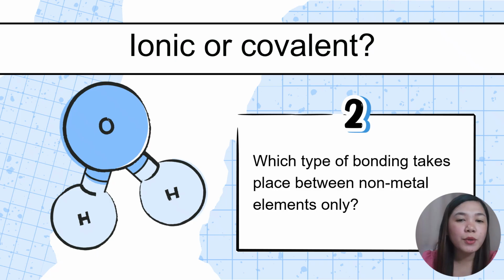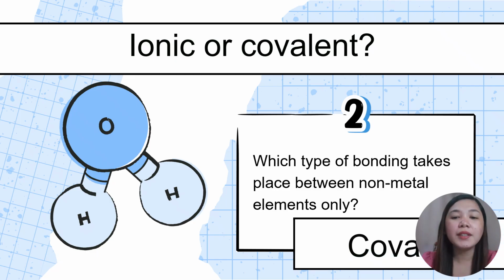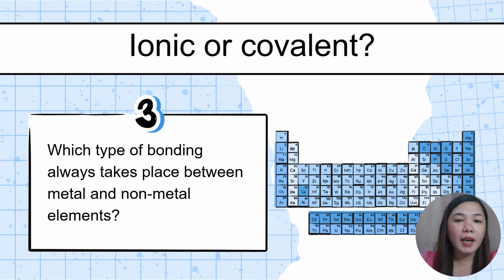Next, number 2. Which type of bonding takes place between non-metal elements only? The answer is very good. It's covalent bond or covalent compounds. Item number 3. Which type of bonding always takes place between metal and non-metal elements?